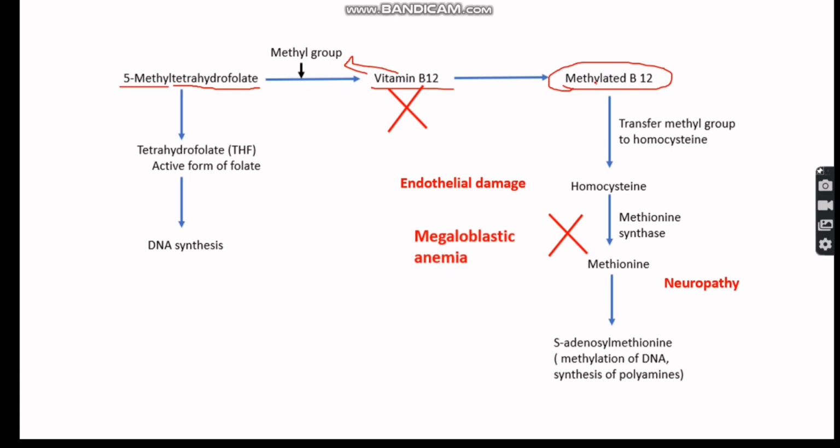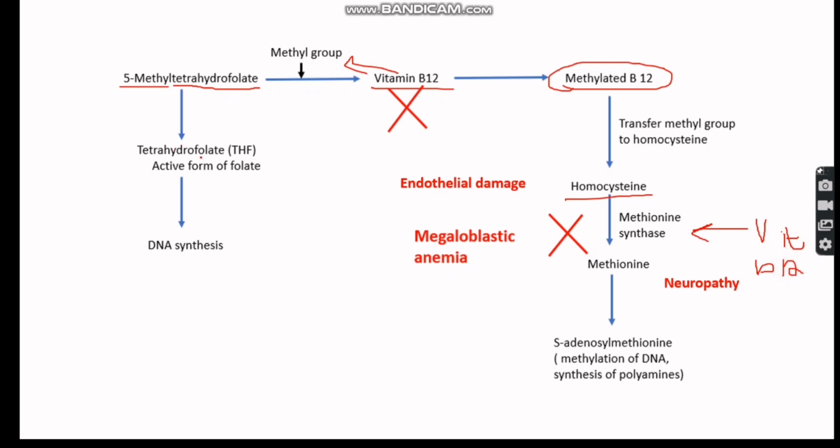This methylated B12 will then transfer its methyl group to homocysteine so that with the help of enzyme methionine synthase, homocysteine can be converted into methionine. And then this methionine is further required for production of S-adenosylmethionine. S-adenosylmethionine, also known as SAM, will then methylate DNA as well as produce polyamines. So as I have told you, methionine synthase requires vitamin B12 as a cofactor.